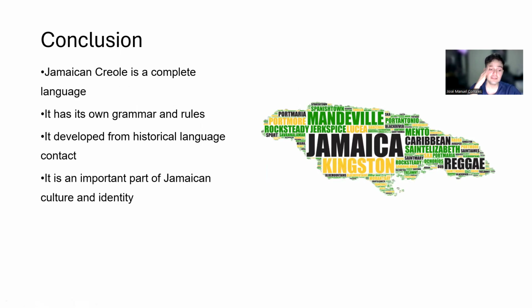In conclusion, I would like to say that Jamaican Creole is not incorrect English, but a complete language with its own rules and grammar. It was developed through historical contact between languages and represents an important part of Jamaican culture and identity. This variety shows us that English is a global and diverse language.